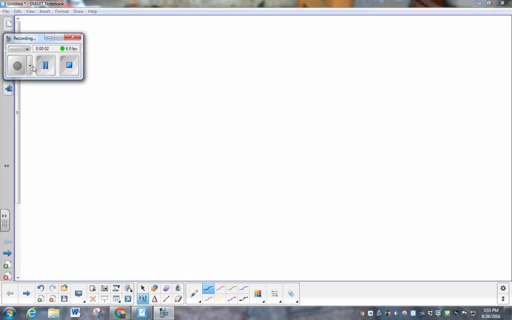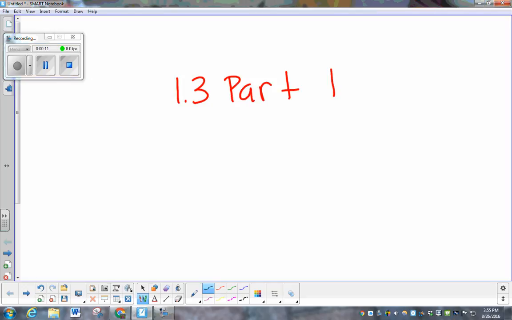All right, hi guys. These are the notes for section 1.3, and this is part 1 notes. We're going to split it into two. Today we're going to be talking about equivalent equations.